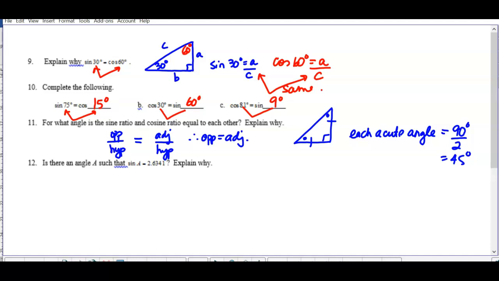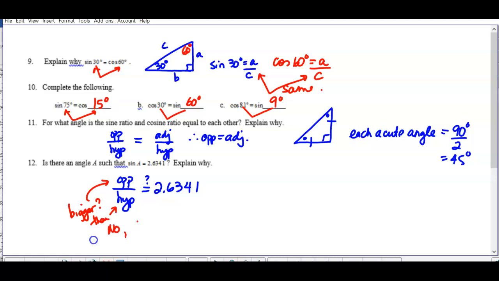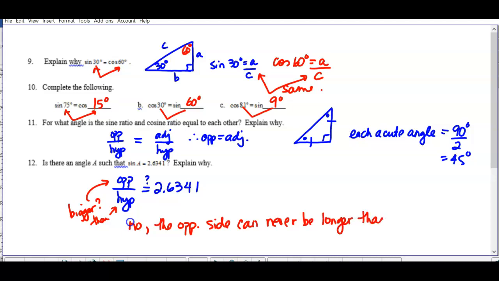Then in 12, is there an angle A such that sine of A equals 2.6341? So remember, sine of A is opposite over hypotenuse. Okay, so is that possible? So this says that the ratio has to be greater than 2 when it's simplified. So that would mean that opposite would have to be bigger. So is this bigger than hypotenuse? No, right? The opposite is a leg of the triangle. So no, the opposite side can never be longer than the hypotenuse. Okay.